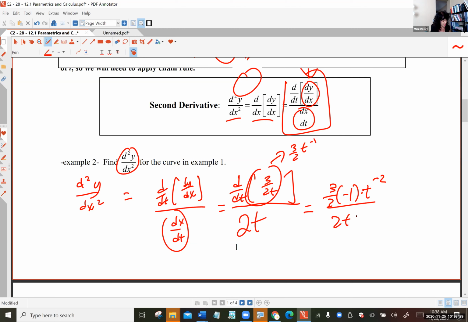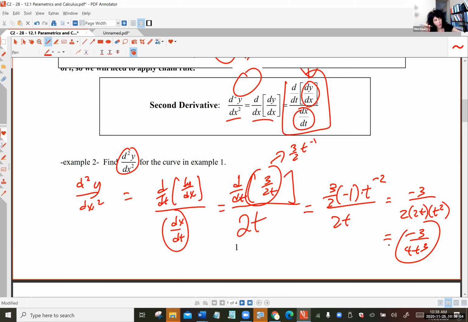Clean this up because I don't like all these yucky complex fractions. This is going to be -3 over 2 times 2t times t to the +2. And then when you clean this up, I get -3 over 4t cubed. That's the concavity. Okay, and so that'll tell you if it's concave up or concave down at a particular time.